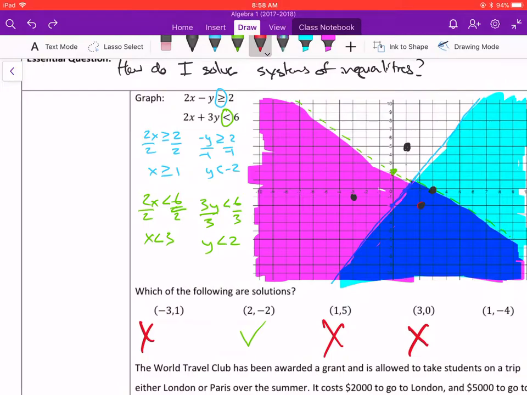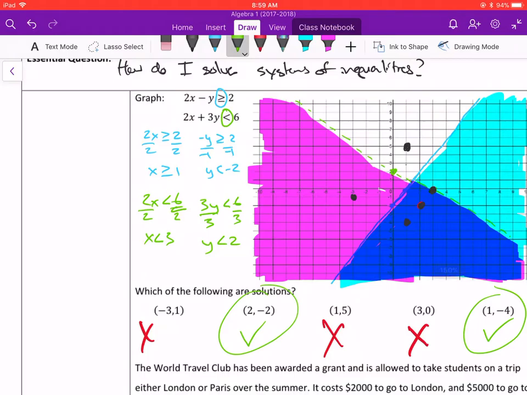What about (1, -4)? If I go to 1 down to -4 here, right? Yes, in our region, it is a solution. So the only solutions are (2, -2) and (1, -4).